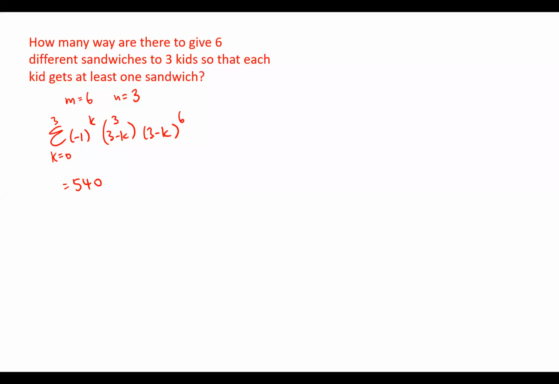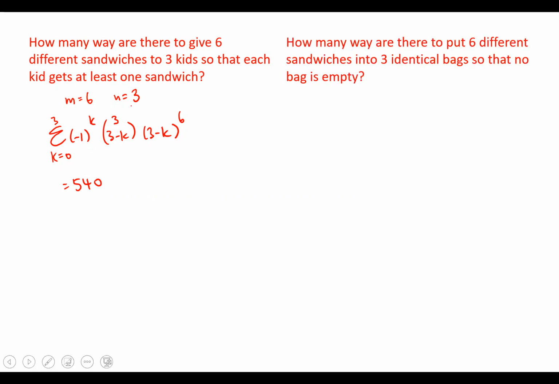All right. So how many ways are there to give 6 different sandwiches to 3 kids so that each kid gets at least one sandwich? And the answer was, as we said, the number of onto functions from 6 objects to 3 objects. So what if we answered a different question? How many ways are there to put 6 different sandwiches, so same distribution, into 3 identical bags? This time we don't look at 3 different kids, but at identical containers, so that no bag is empty. So what's the answer there?